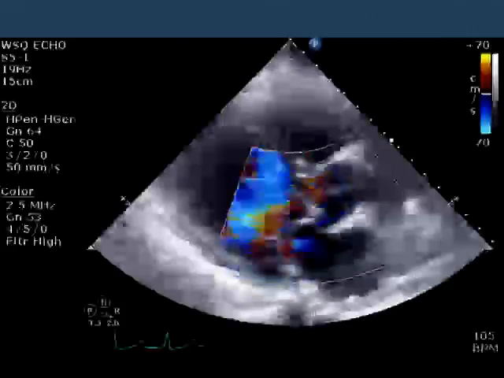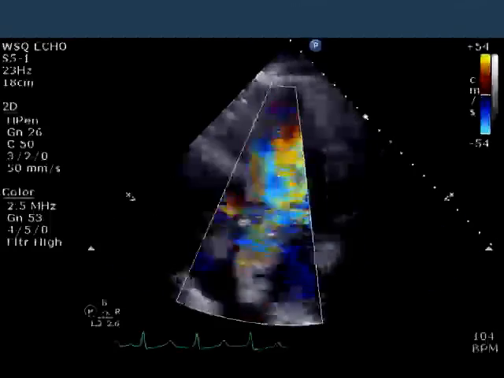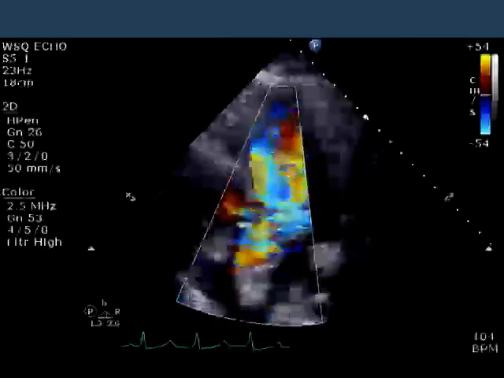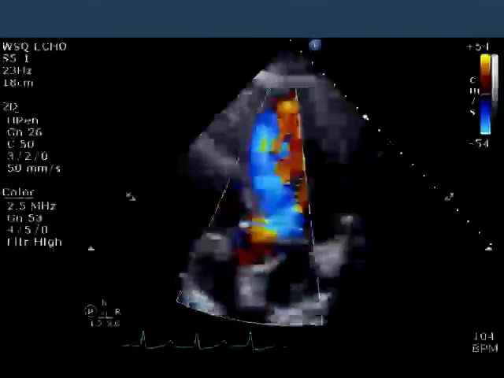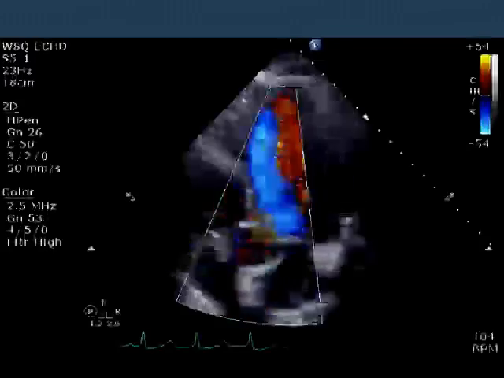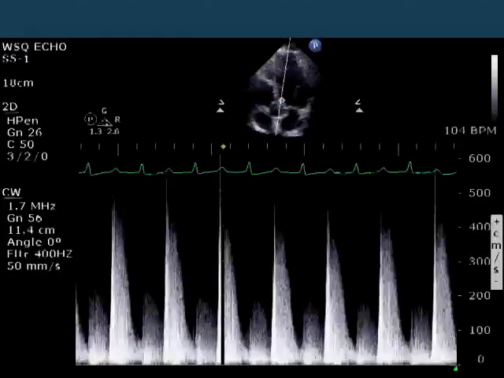In the next slide, you can see what this looks like in the apical 5-chamber view. There's a large regurgitant jet, as you saw previously. You can see the vegetation coming in and out of the left ventricular outflow tract. The next slide, you can see a very dense aortic regurgitation signal on continuous wave Doppler with velocities that would be consistent with aortic endocarditis.